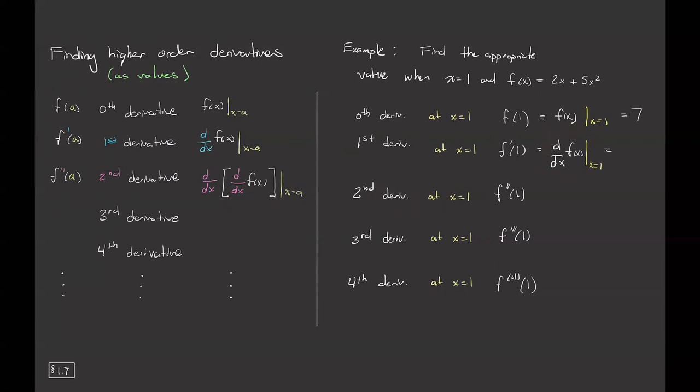All right, the second derivative is simply going to be the second derivative function, but you may have guessed it. It's going to be that function evaluated at x is equal to 1.